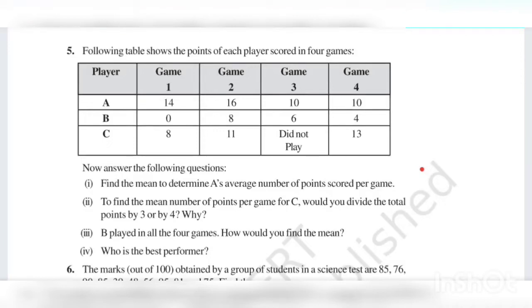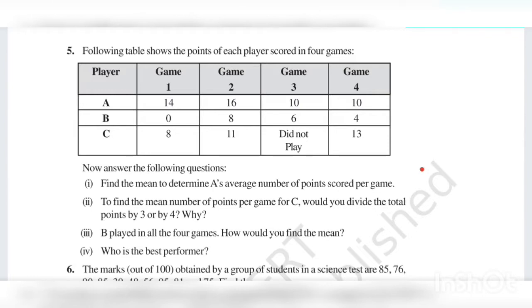Hey everyone, welcome back. In my last video, we did question number 4 of exercise 3.1 of the chapter Data Handling, chapter 3, for class 7. So today we are going to start from question number 5, and in question number 5 it is written, the following table shows the points each player scored in 4 games.